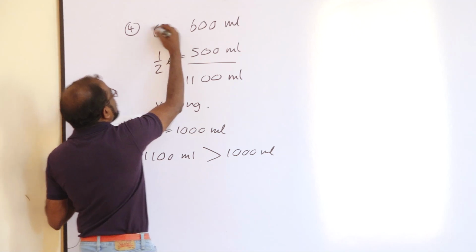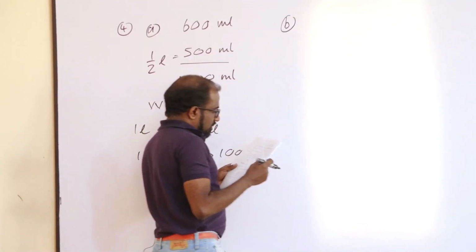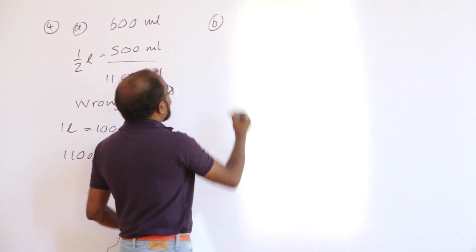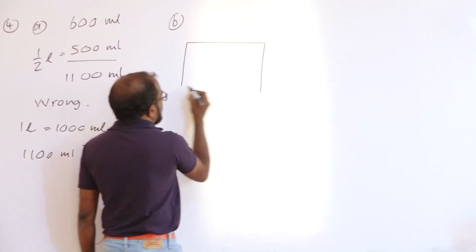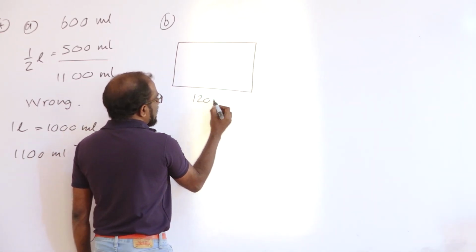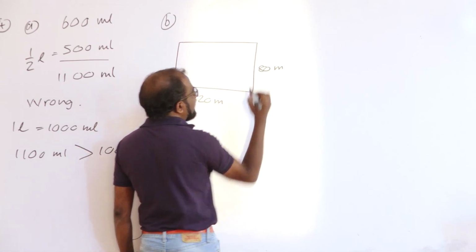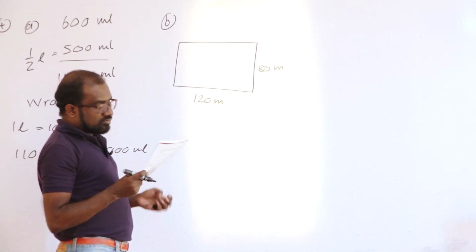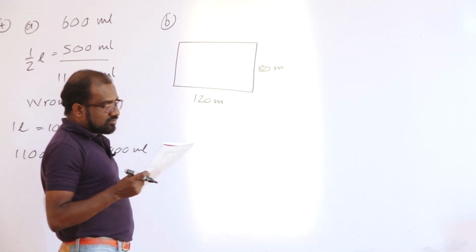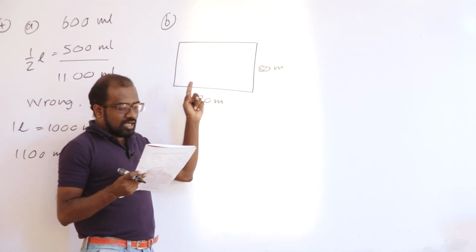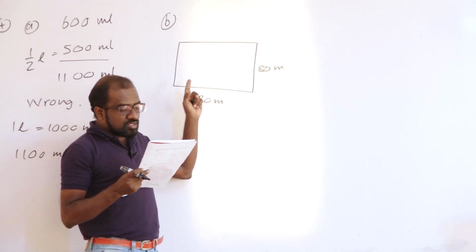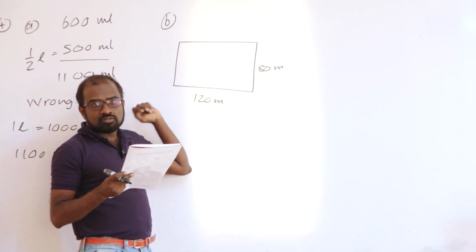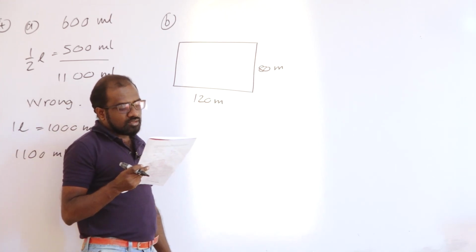Second question, part B. A watcher walks 1 round along the rectangular land given below. A rectangular shaped land. Length 120 meters, breadth 80 meters. Correct? A watcher walks 1 round around the rectangular land. The distance he walks.